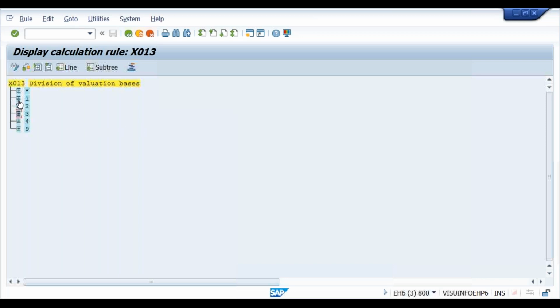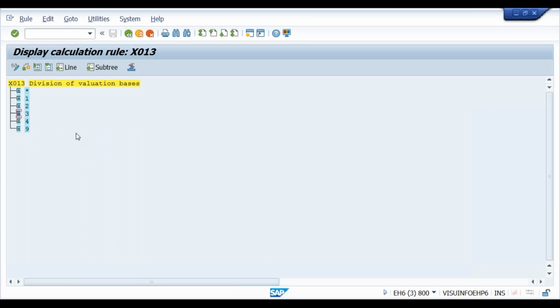If that waste type has a 1, meaning hourly employee, it goes here and this logic is applied. So that means I can write a different business logic for the hourly employee in the same rule. I can write a different logic for the salaried employee waste types in the same rule. Understood? So this is the actual purpose of the employee subgroup grouping for PCR. Clear?